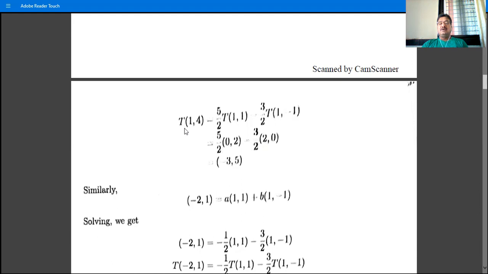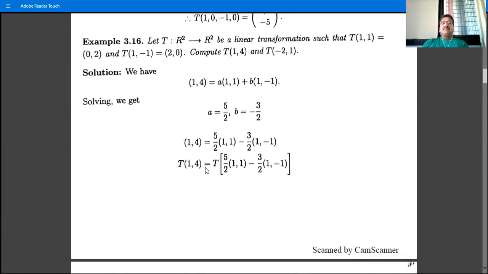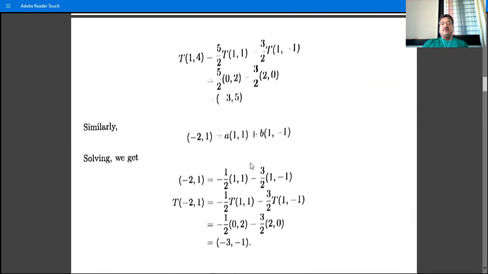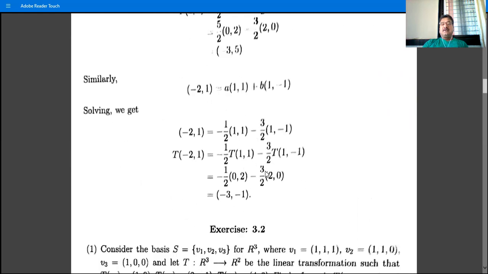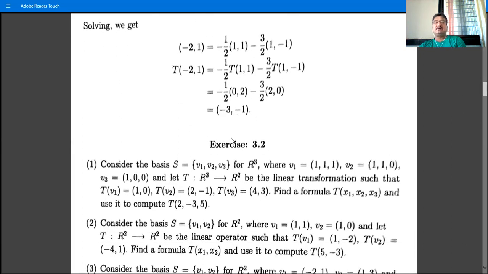So T of (1, 4) is what? (-3, 5), right? Similarly, we can express (-2, 1). The second problem, same: express (-2, 1) as a linear combination of (1, 1) and (1, -1). Take k1 and k2, or a and b, and find the values of a and b. We have -1/2 and -3/2 as the values of a and b, and then apply T on both sides, and then use the properties of linear transformation, and then write T(1, 1) as (0, 2), T(1, -1) as (2, 0). We have this, (-3, -1), as the answer.